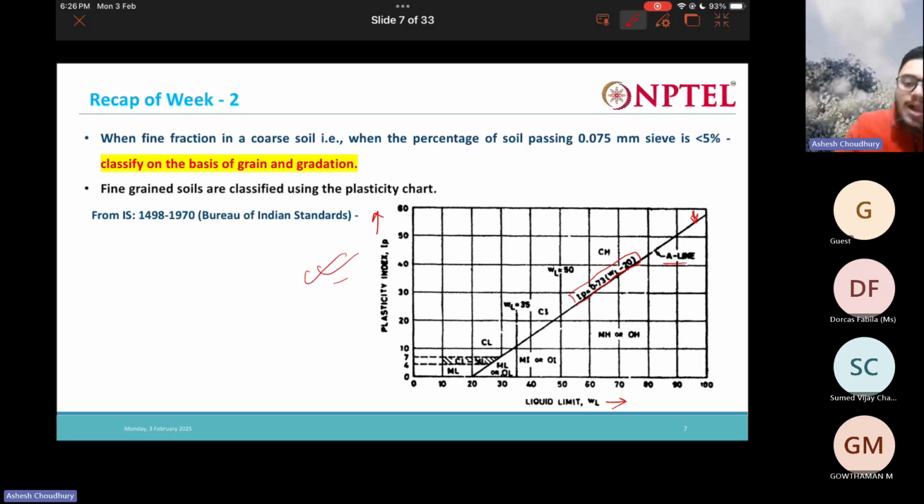Now if our soil plots above the A line, then it is clay, and if it plots below the A line, it is going to be silt. And if the soil falls in this particular shaded region, between 4 and 7, then we have to use dual classification, CL-ML. We will see all these things, and as we do, they will become clearer and clearer.